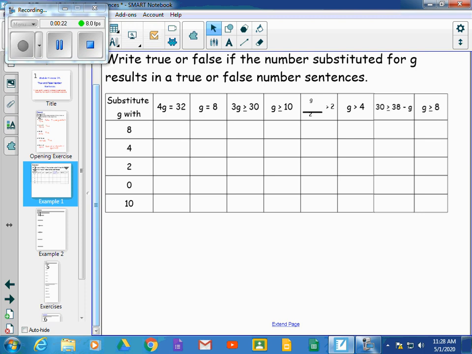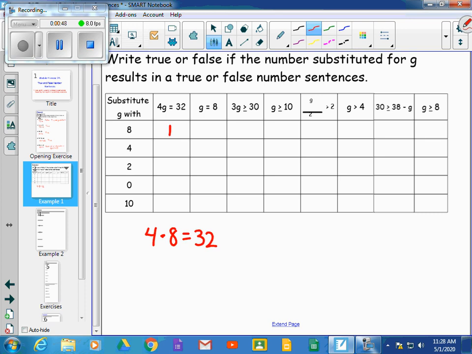Then I'm going to have you guys pause the video, substitute the rest of those values in those same equations or inequalities, and then determine if they are true or false. And then check yourself when you're done. Okay? So if I substitute in this first one here, 4G equals 32, if I substitute the 8 for the G, I would have 4 times 8 equals 32. That would result in a true statement because 4 times 8 does equal 32.